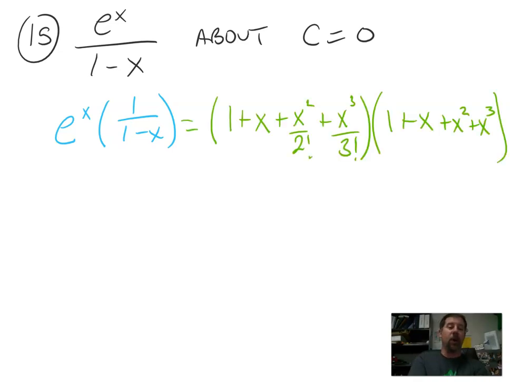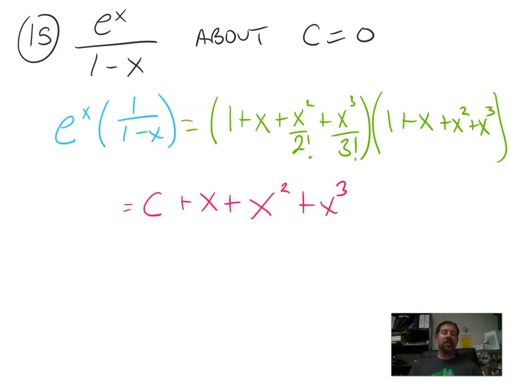This would be something like 1 plus x plus x squared over 2 factorial plus x cubed over 3 factorial. That's e to the x, times 1 plus x plus x squared plus x cubed, and that's our 1 over 1 minus x. And now I just have to multiply those together. That might seem kind of bad, but I don't actually have to multiply everything together. We can maybe use a shortcut a little bit.